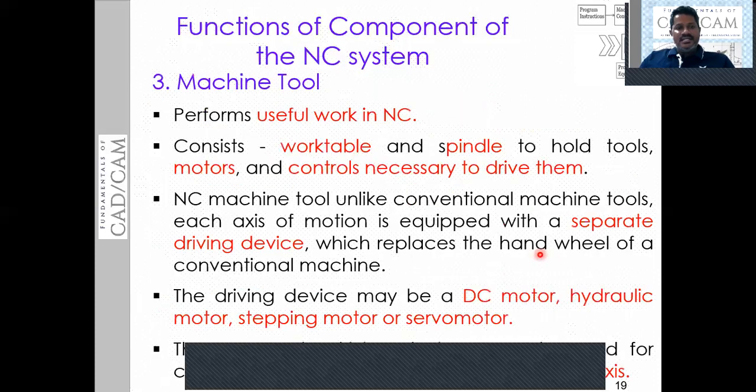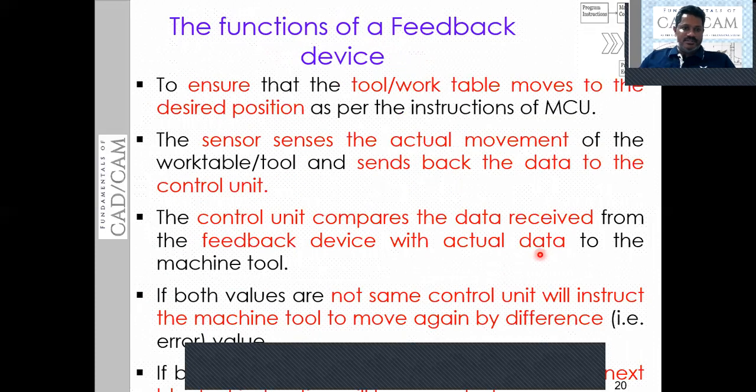Now let us see the functionality of the feedback device. This feedback device is going to ensure that the tool and work table move to the desired position. That means the feedback device must be able to ensure that the tool and work move to the desired location as per the instructions of the MCU. That means the feedback device is responsible to move the tool as well as the work table to the desired location as per the directions of the machine control unit, because the machine tool is going to receive the signals or instructions from the MCU.